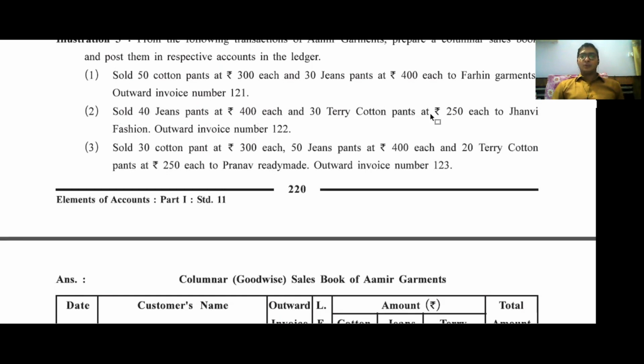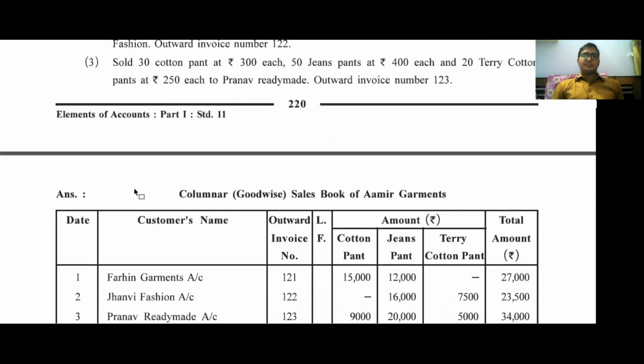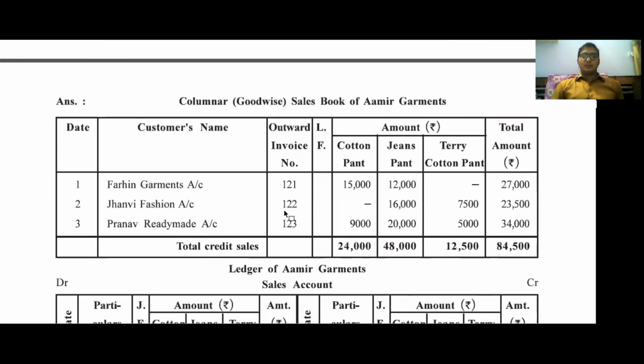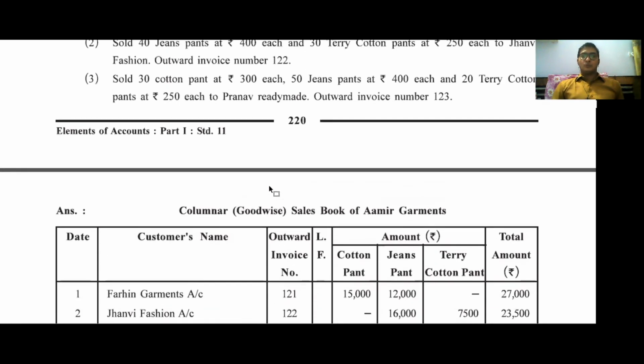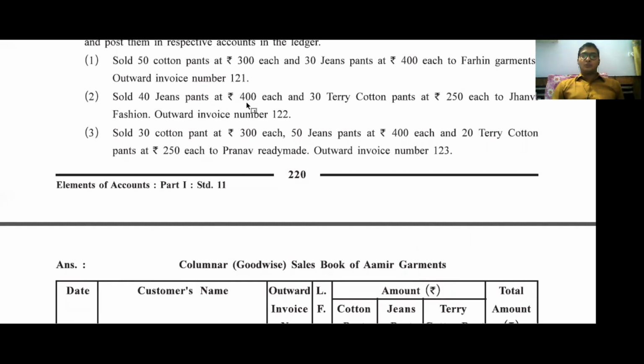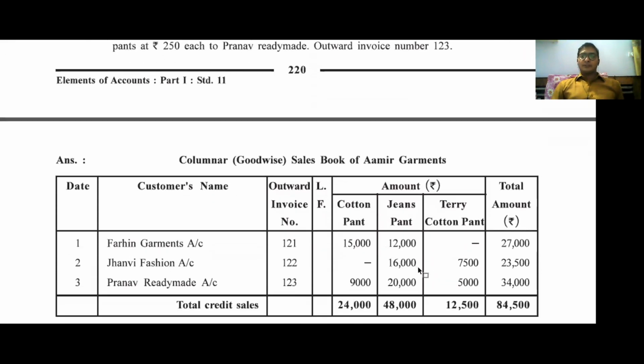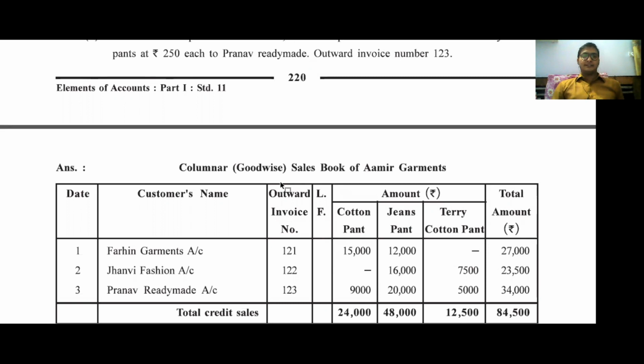Then in the second transaction, sold 40 jeans pants at 400 each, 400 into 40, and 30 terry cotton pants at 250 each, 250 into 30, to Janvi Fashion. So we write Janvi Fashion as the customer, outward invoice number 122, and multiply 40 into 400 as well as 30 into 250. It goes in the columns of jeans pant and terry cotton pant. Got it? And the total is 23,500.